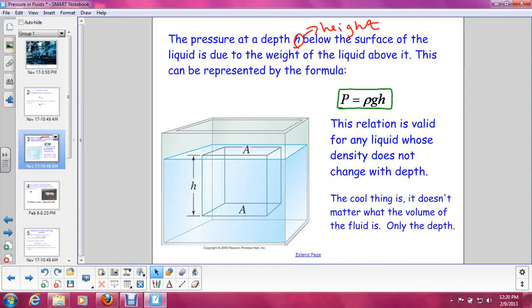And the really cool thing is, it doesn't matter what the volume of the fluid is, only the depth. So if I were to sit at the bottom of a swimming pool and I wanted to know the amount of pressure acting on my body, I would take the density of water, which is 1,000 kilograms per cubic meter, multiply that by 9.8, and multiply by how deep I was in the pool. It doesn't matter if the pool is a mile wide and a mile long, or if it's 4 feet wide and 4 feet long. As long as the height of that water is the same, I will always feel the same amount of pressure on my body.